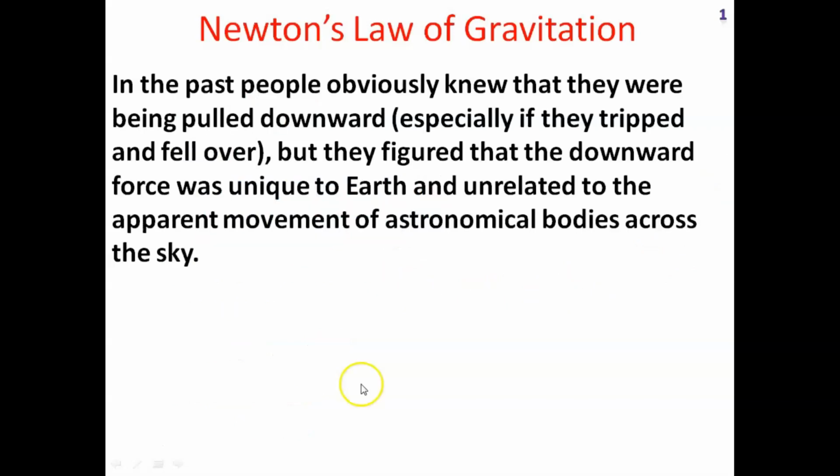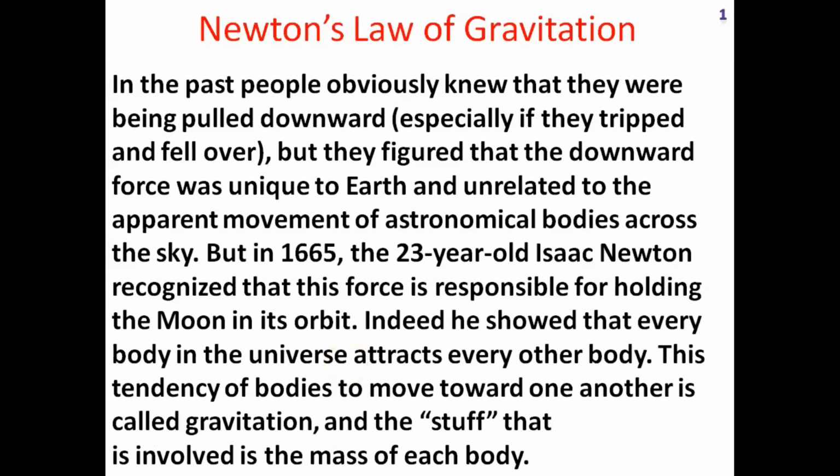In the past, people obviously knew that they were being pulled downward, but they figured that the downward force was unique to Earth and unrelated to the apparent movement of astronomical bodies across the sky. But in 1665, the 23-year-old Isaac Newton recognized this force is responsible for holding the moon in its orbit. Indeed, he showed that every body in the universe attracts every other body.